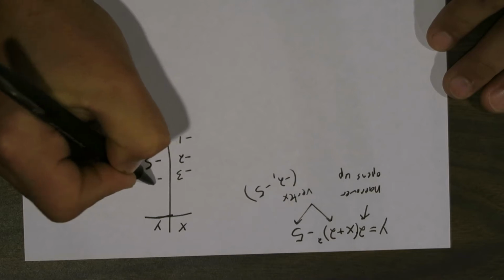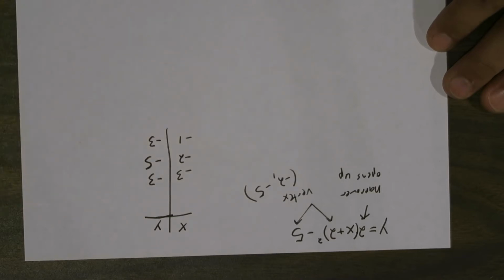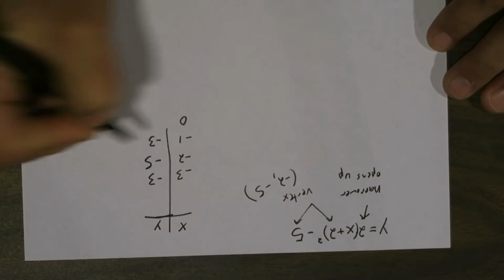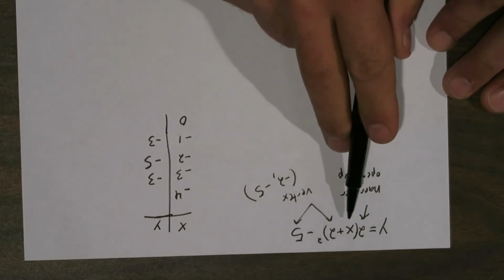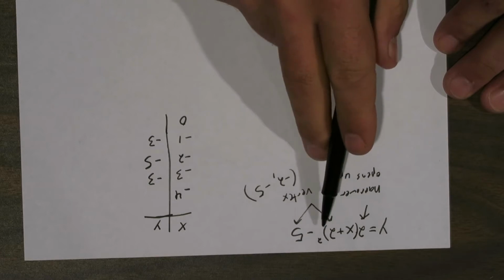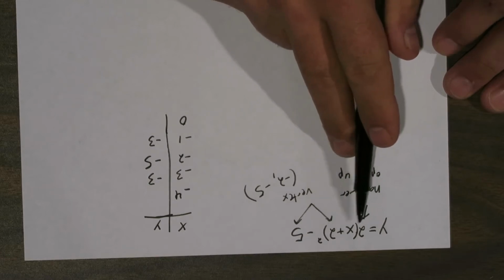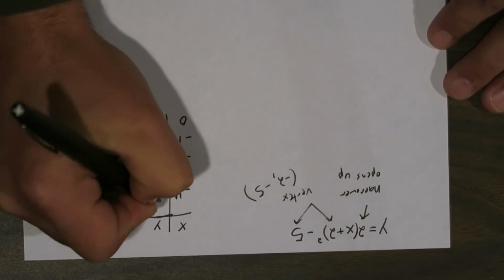And because of symmetry, we'll be at -3 there too. Let's do one more point. How about 0 and -4? All right. 0 plus 2 is still 2. 2 squared is 4. Times 2 is 8. 8 minus 5 is 3.